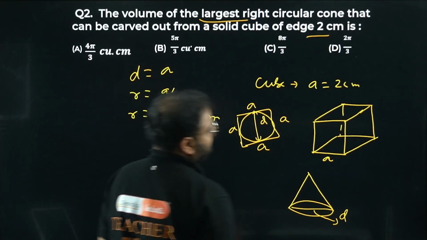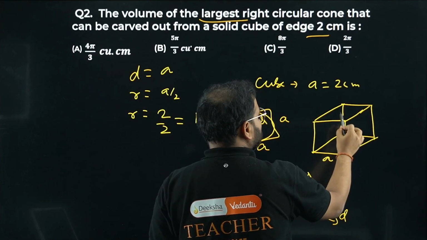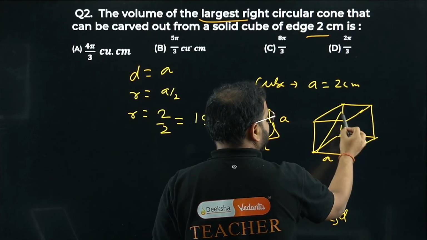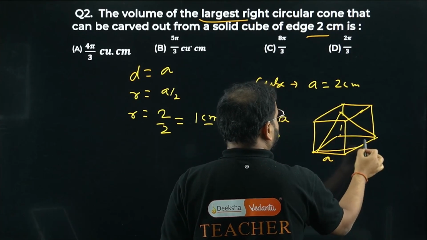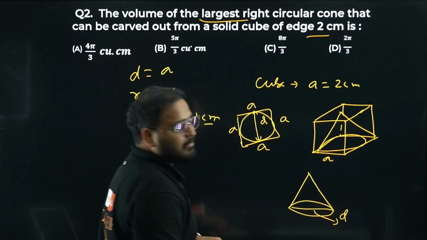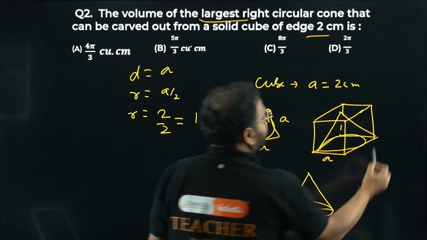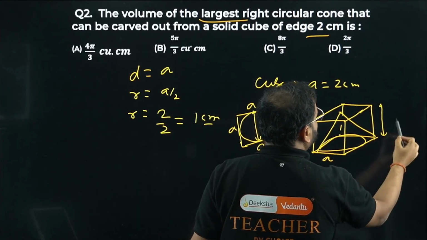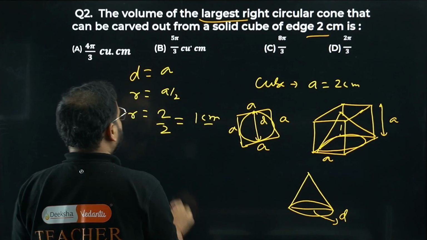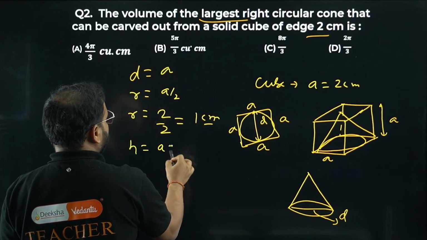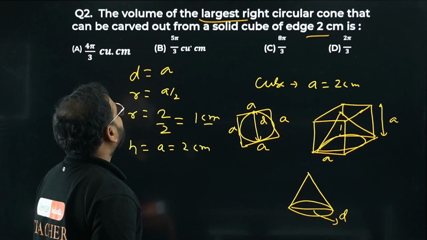Now what about height? I can start from here and go till maximum this point, no? Like this, right? So height will be maximum again up to A value, right? This is the height of the cube. So again it will be A only, right? So I can get H as simply A, which is equals to 2 centimeters. We're looking for volume, right?